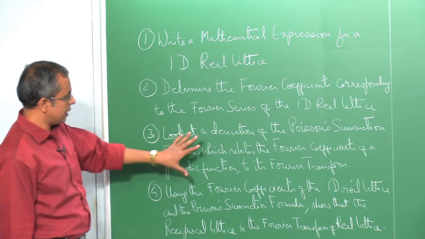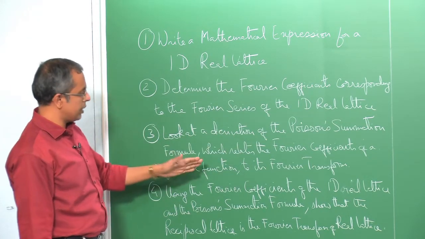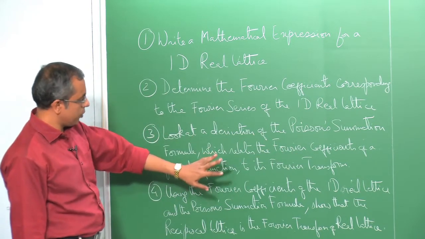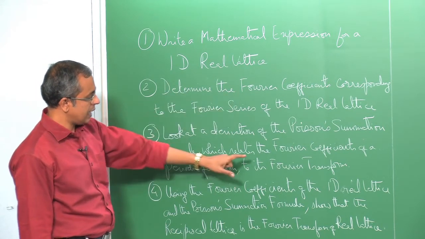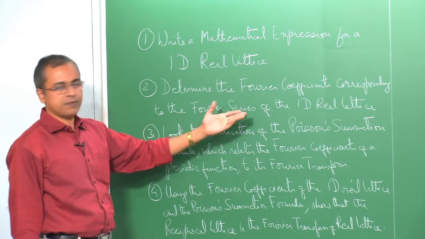Independent of this, we are going to look at a Poisson summation formula which will relate the Fourier coefficients of a periodic function to its Fourier transform. So, now we have 2 pieces of information. We have the Fourier coefficients for a 1D real lattice and we know a way of relating those Fourier coefficients to the Fourier transform of that 1D lattice.